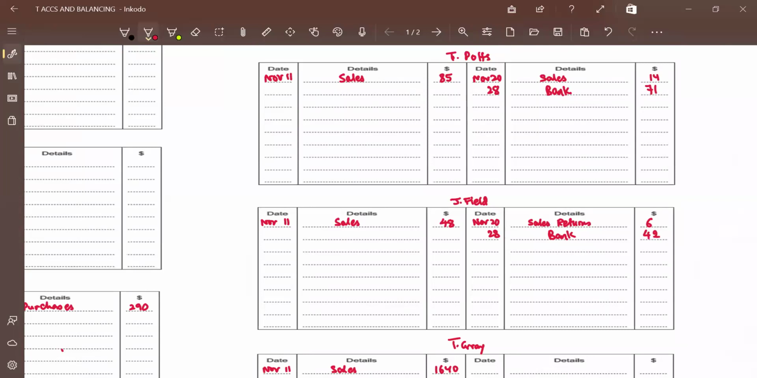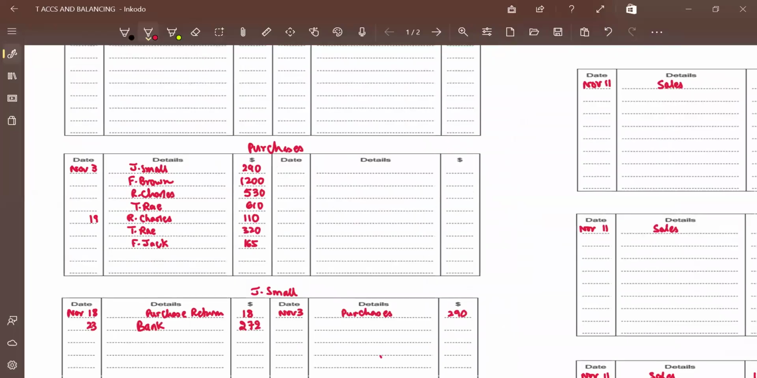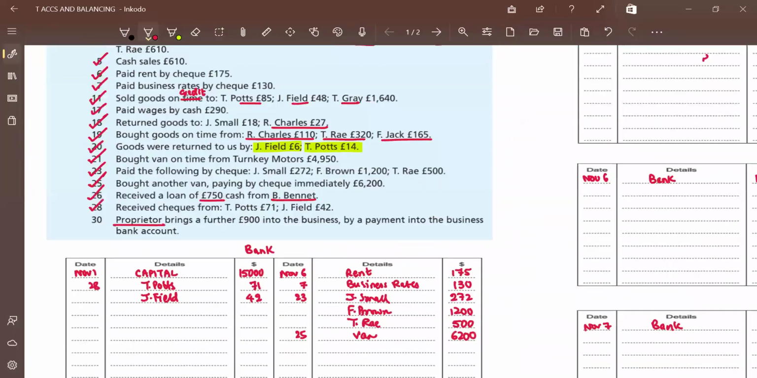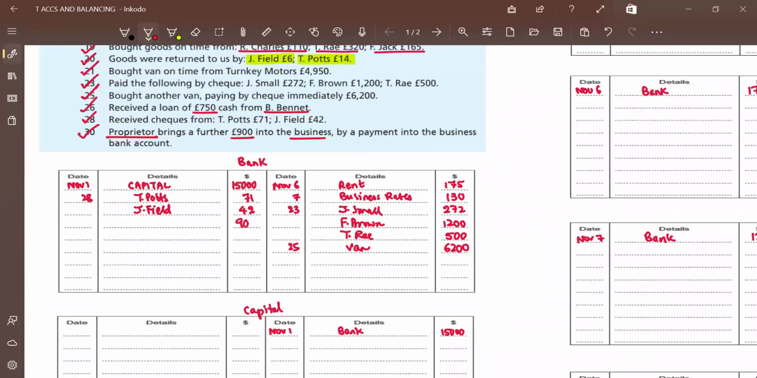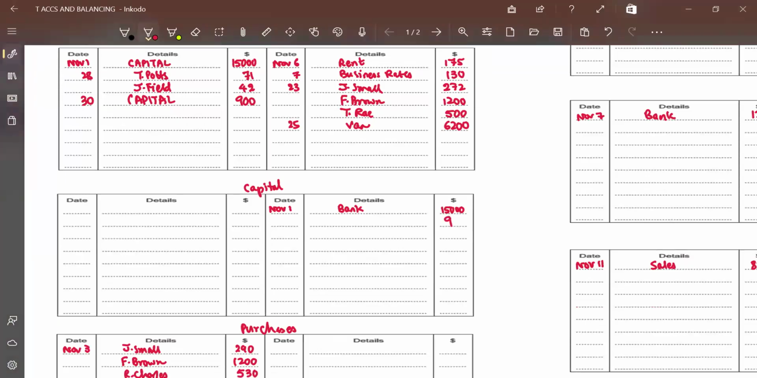Proprietor is the owner. He brings a further $900 into the business. This means your bank balance goes up by $900, and this is on the 30th of November. Because it's the proprietor who's bringing in money, that's an increase in his capital. Capital is what you call investment. So in the capital account, I'm going to write down 900 on the 30th of November, and the amount would be deposited into the bank account.